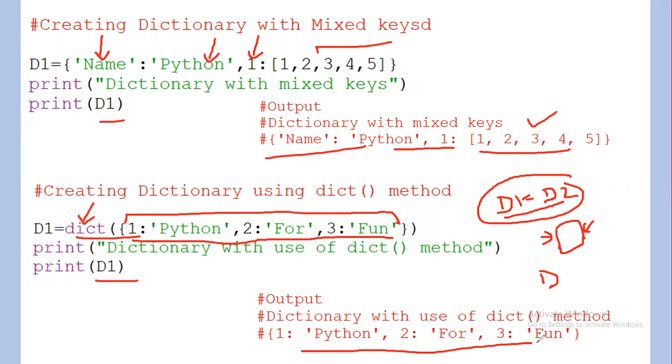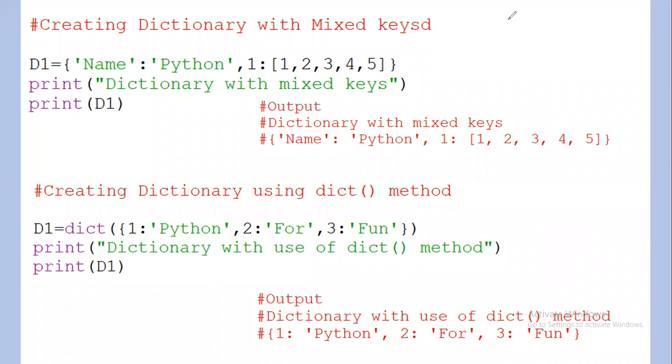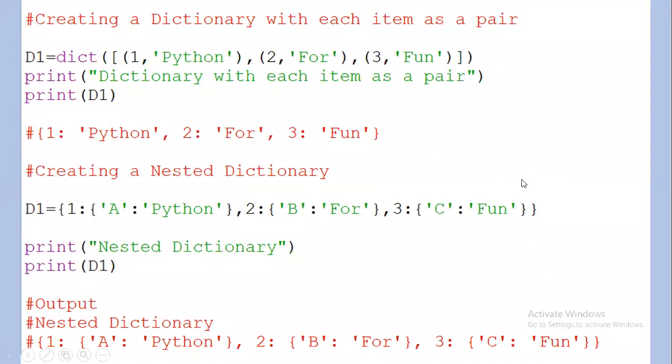Display it, it will simply display the dictionary like this. Then creating a dictionary with each element as a list of tuples. So this is a tuple containing a pair, right? Containing values as a pair. And similarly, we've got three tuples having a pair, and it has been contained within a list. This is a list, right?